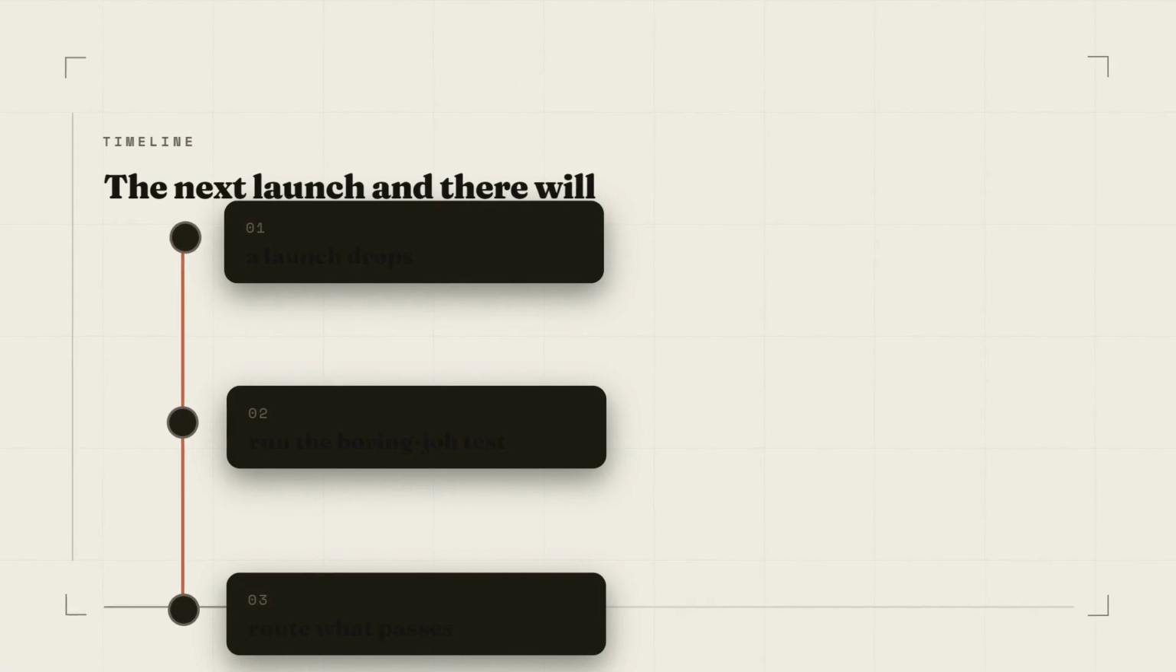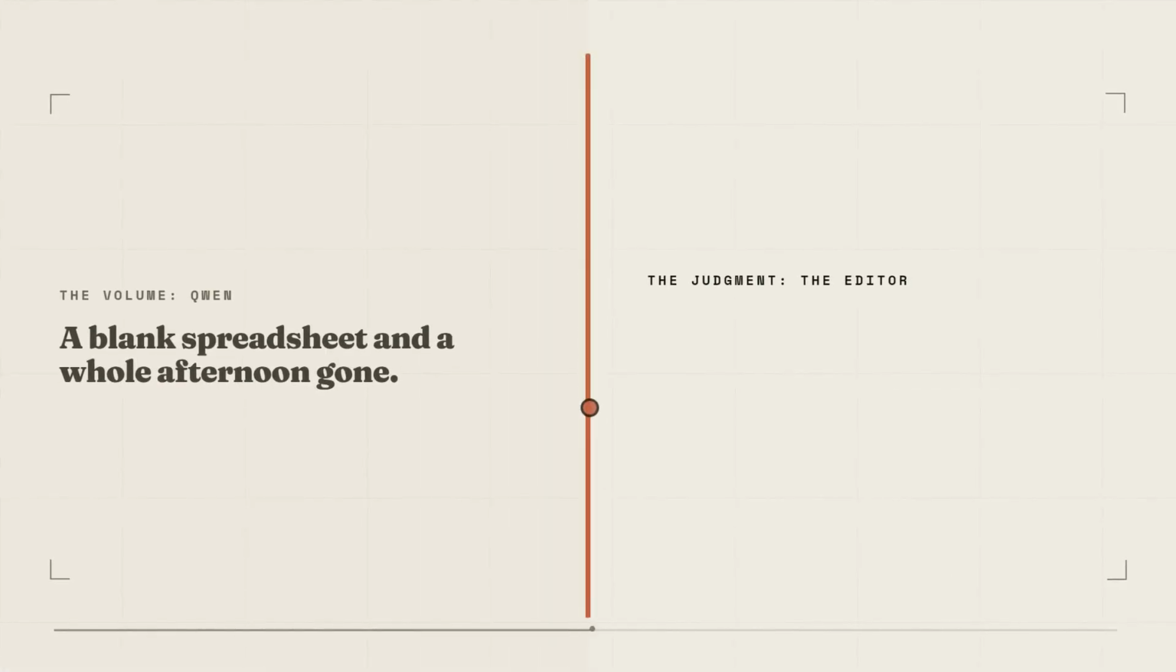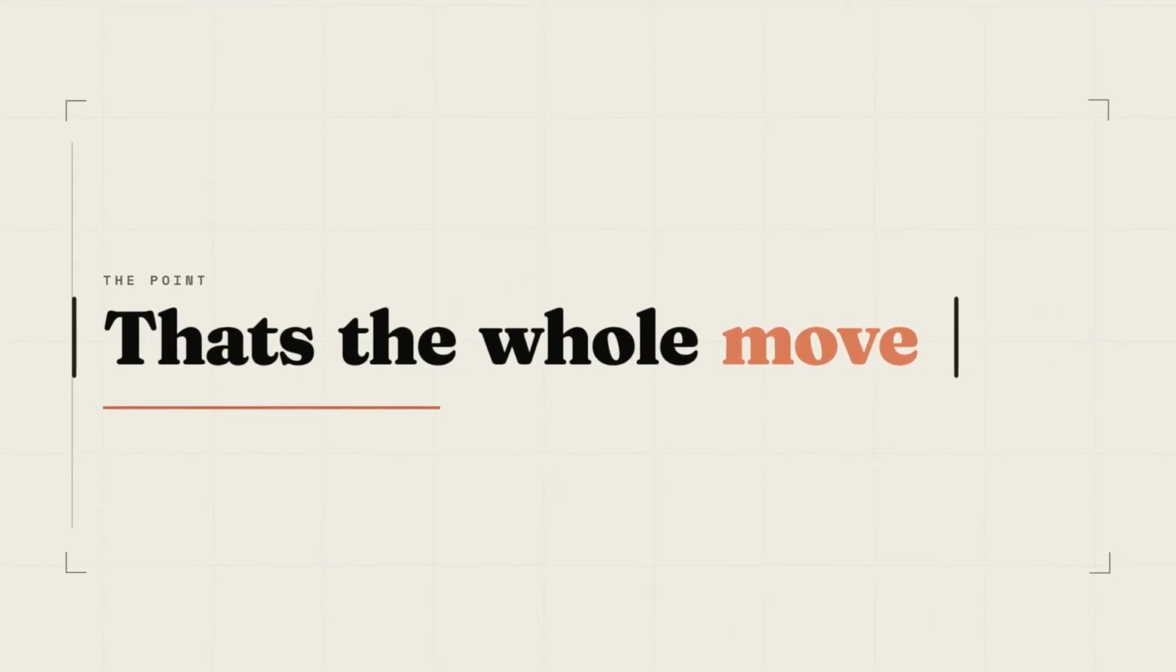The next launch, and there will be one, stops being a panic and becomes this exact routine. Run the one boring job test on whatever landed this week. Route the volume that passes to the cheaper engine and keep the editor at the desk where the real judgment lives. That is the whole move. And that Tuesday feeling of watching 80% vanish does not come back the same way once you know which jobs can leave and which ones cannot.